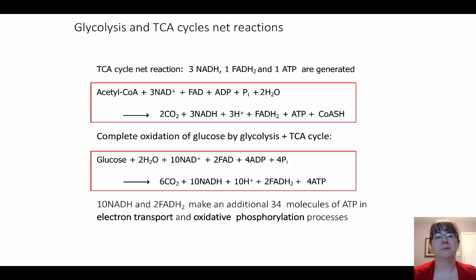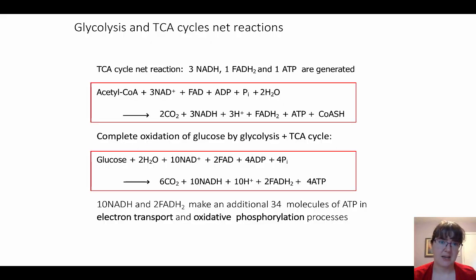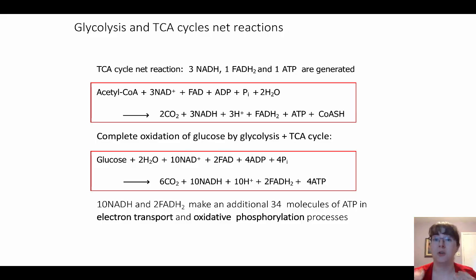Now that we've gone through all of the reactions of the TCA cycle, we need to take a look at overall what we've done. So between glycolysis and the TCA cycle, we get a lot of different things. So from just the TCA cycle, we get 3 NADH, 1 FADH2, and 1 ATP generated. Granted, it did take that acetyl-CoA and a lot of different cofactors to do that, but you do get that. You notice that you also get this relief of 2 carbon dioxide units. So this is going to basically get rid of 2 carbons through carbon dioxide.